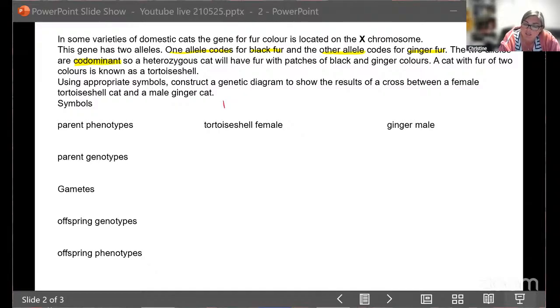So the first thing I would say is, if it's black, I would do a capital B. So I would write an X with a capital B. And if it is ginger, I would have a capital G, and because I know that it is on the X chromosome, I draw it as an X capital G. Then I've got a female, so I know I've got two X's. Then I want to bring in what color they are. I've been told that they are tortoiseshell, therefore they would have both of the alleles.